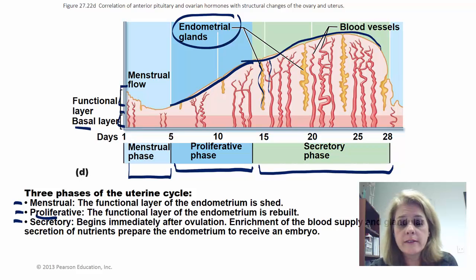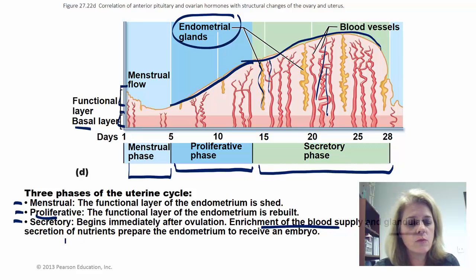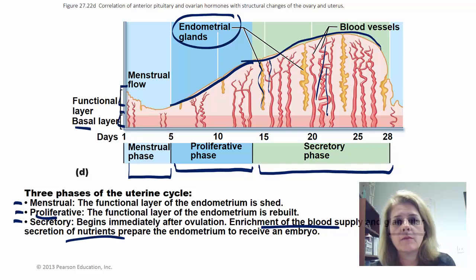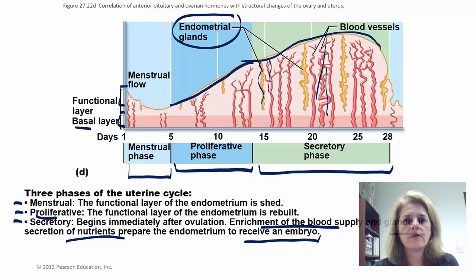You're going to get more blood supply, so you see all these vessels, an enrichment of the blood supply, and more glands are formed, so more nutrients can spread over the endometrium in preparation for a possible embryo to implant. That's the secretory phase. You're secreting stuff.